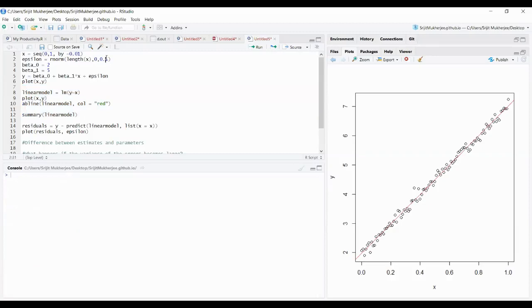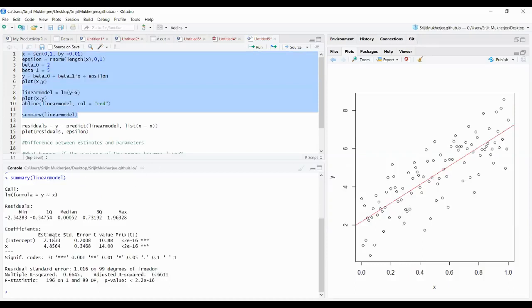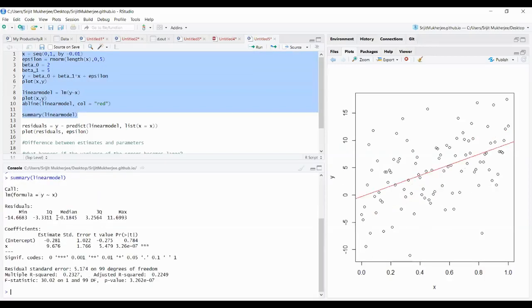Let's do it for 1 now. For 1, you will get 1.96, 2.18, and 4.85. So there's a lot of difference there. The standard error difference is there. Essentially the idea is that it's varying much more from the corresponding actual beta naught when sigma square is increasing. Let's increase to 5, and you will see the difference now. It's minus 0.2 and 9.6, which is nowhere close to 2 and 5. So essentially the basic idea is that the variance of the estimates changes in proportion to sigma square. You also understand this from the calculation of the standard deviation.